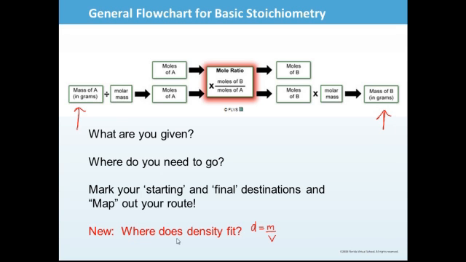So oftentimes we are given density or maybe volume, and then we have to solve for the mass first, and then we start with mass of A here. So oftentimes we will need to use a density formula with the volume to get the mass of our chemical so that way we can start our flowchart.